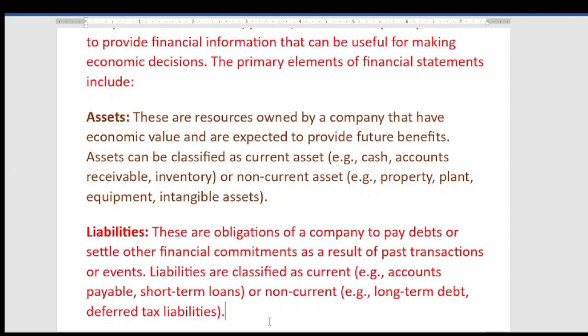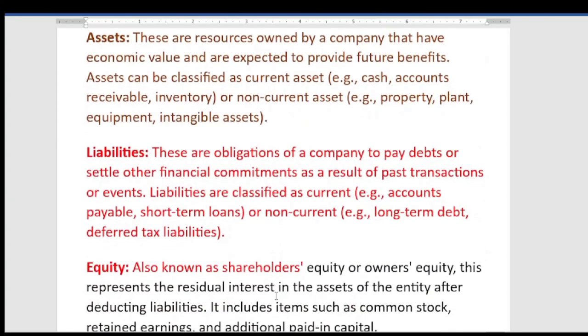We can go ahead to check accounts payable, short-term loans, or non-current assets, long-term debt, and other. But our aim is for us to know that liability is what? An element of financial statement. Let's check the next one.